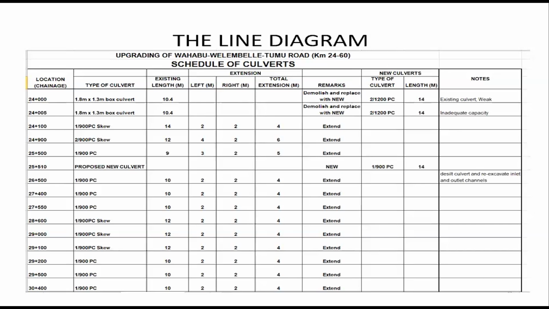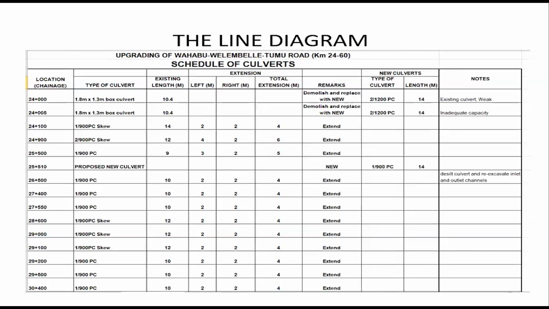So the remark is demolish and replace with new. So we have the new culvert columns. This box culvert will be replaced with a two-cell 1.2 diameter pipe culvert, and the length is 14 meters. So the note, why are we demolishing it? It is because the existing culvert is weak. So it goes on like this.